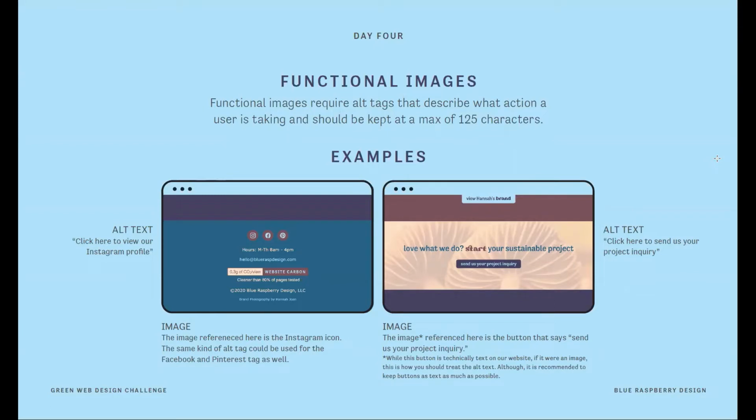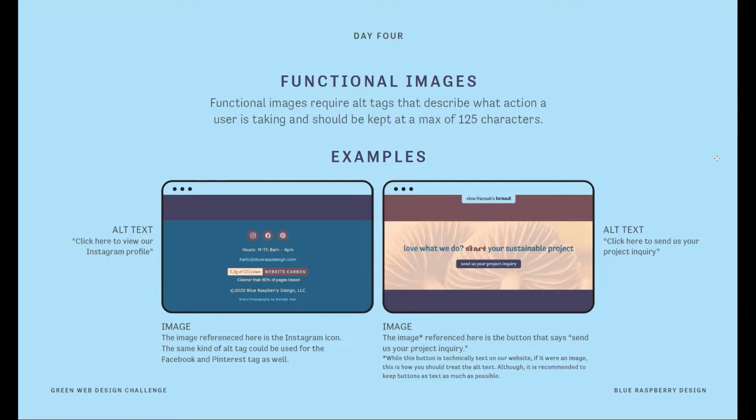So one type of image that you're going to have on your website, maybe not, is a functional image. And these are ones that take you somewhere. They ask you to do an action. So maybe it's an image of an envelope and it's to email you. And maybe there's text on it that's in the image and not actual text on your website. So you just need the alt text to say what to do.